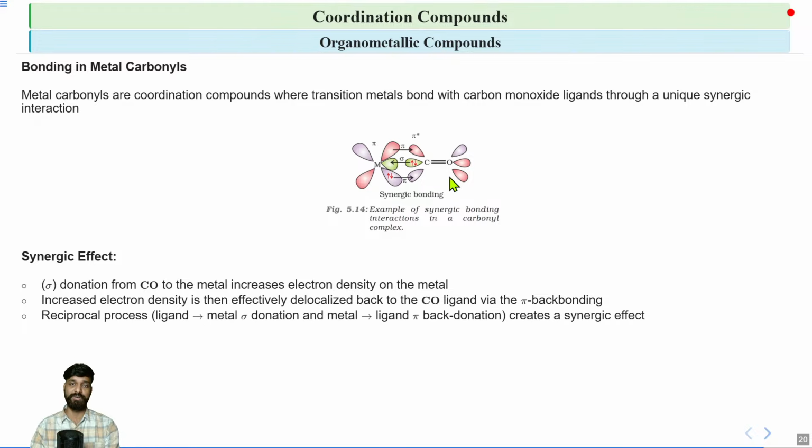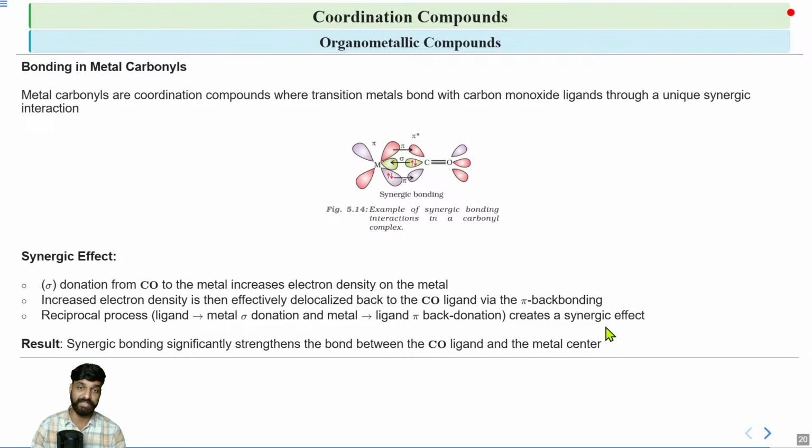You must have seen a question like this. So what is happening here actually? First your ligand is donating to your metal through sigma donation, and the metal is donating its electron back to the ligand by pi back donation, and this creates a synergic effect. And this synergic effect is mostly shown by, and according to your syllabus, it is mostly important regarding your carbonyl.